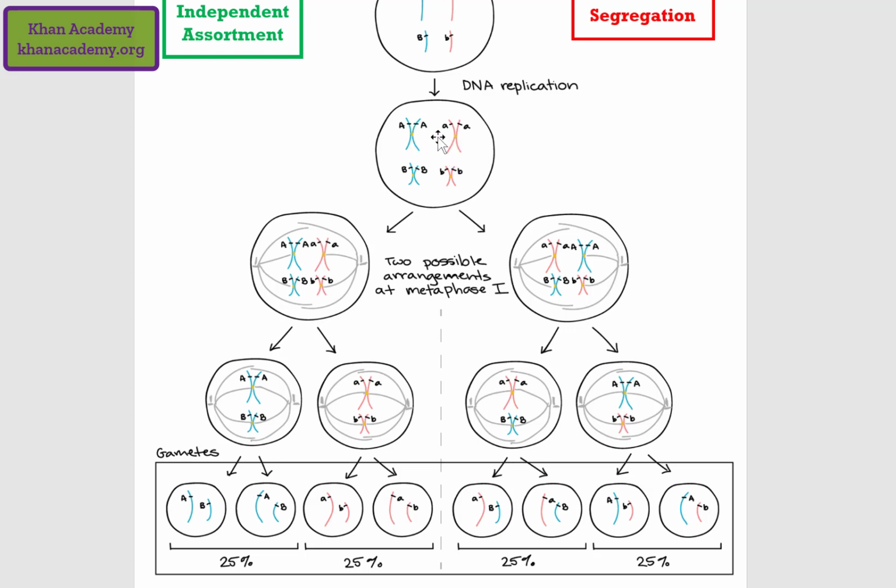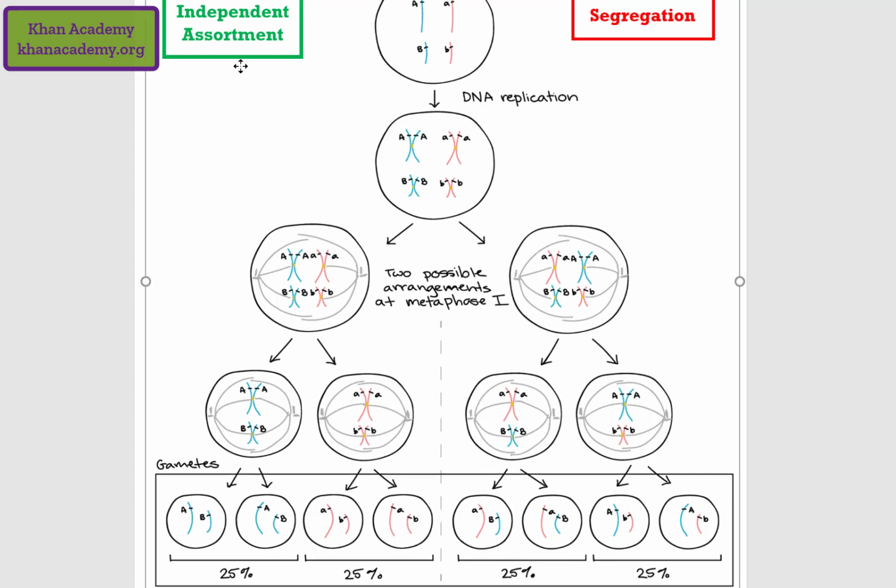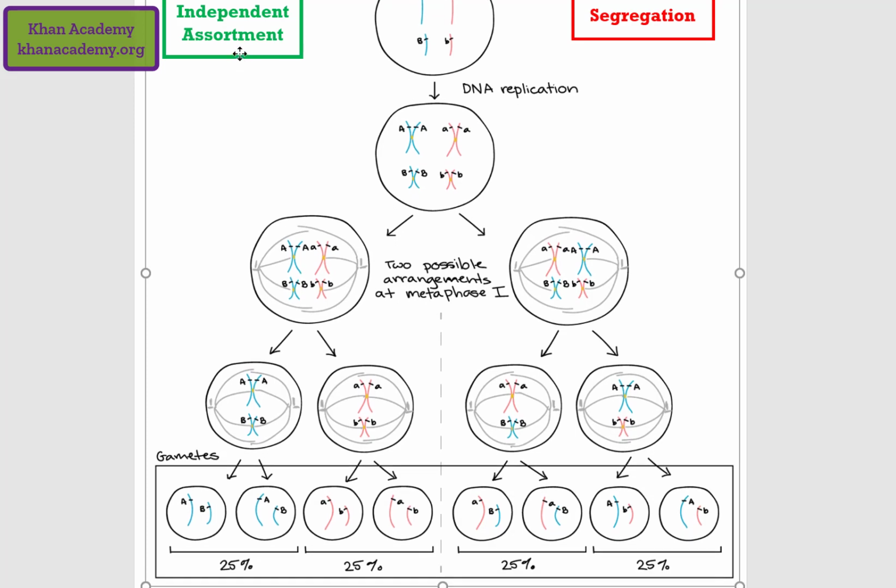Remember that in prophase 1, the tetrads form. So these are actually the tetrads here, all right? As they go through prophase 1 and then end up on the metaphase plate in metaphase 1, what happens as the cell is moving from prophase 1 to metaphase 1 is the law of independent assortment.